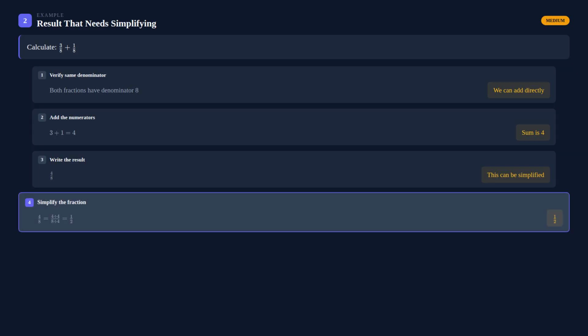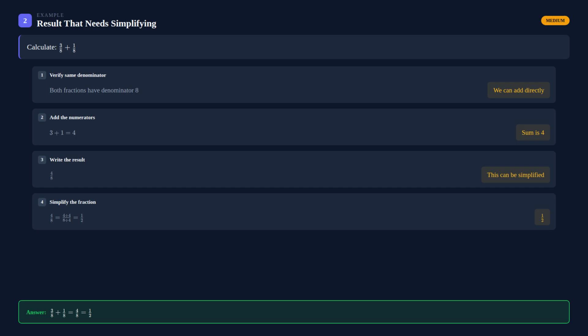Step 4. Simplify the fraction. 4 over 8 equals 4 divided by 4 over 8 divided by 4 equals 1/2. This gives us 1/2. The answer is 3 over 8 plus 1 over 8 equals 4 over 8 equals 1/2.